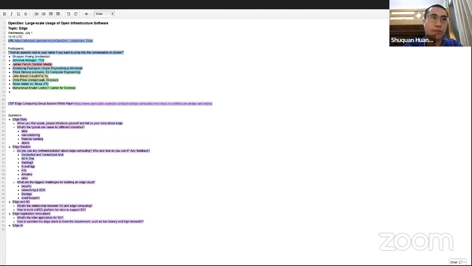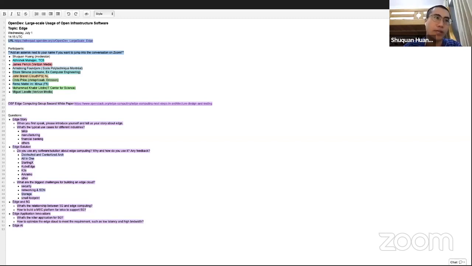Also, what's the biggest challenge for building an edge cloud? Do you meet security problems, or problems building the networking? Do you have reliability issues in the networking? How do you resolve the performance for the storage? We will also discuss edge footprints. Do you need a small footprint for edge devices? How to manage them, and how to use an IoT solution to manage them?